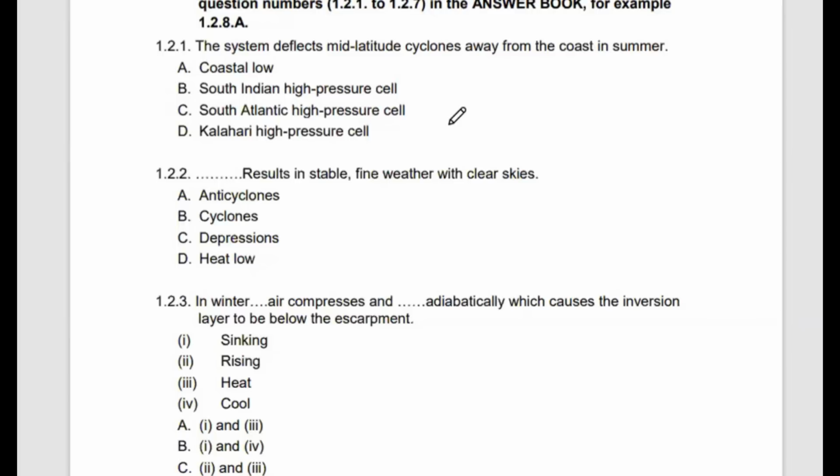The correct response is the South Atlantic high pressure cell. Because of the existence of the South Atlantic high pressure cell, it tends to block the movement of the mid-latitude cyclones to the interior in summer, because also of its position. Remember we said with the movement direction of our subtropical anticyclones, they move latitudinally with the movement of the ITCZ. So it implies that during the summer season, let me give an illustration.